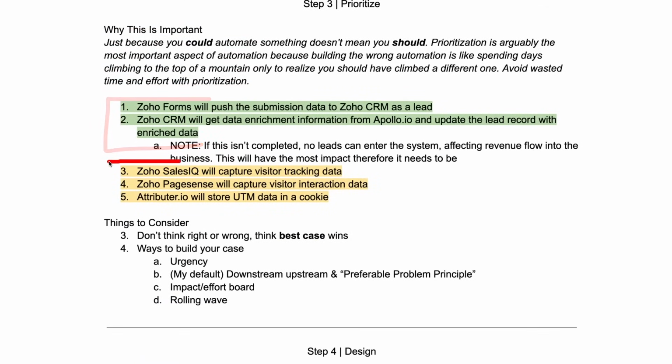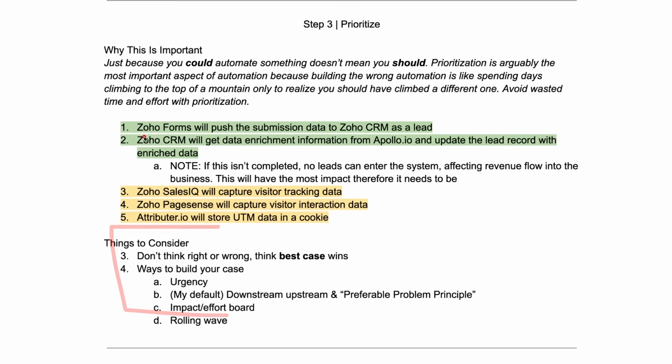The green ones should be automated and the yellow ones could be automated, but they're not a priority right now. So now we need to take all these things into consideration for how we're going to prioritize things. Now, what I was saying earlier is I don't want you to think right or wrong. I want you to think best case wins.